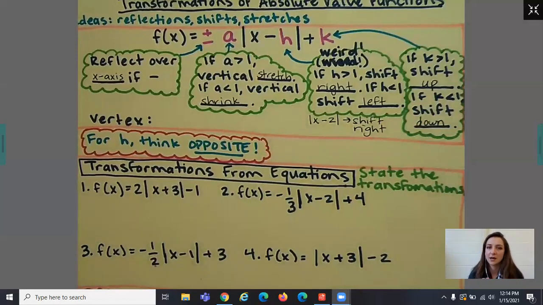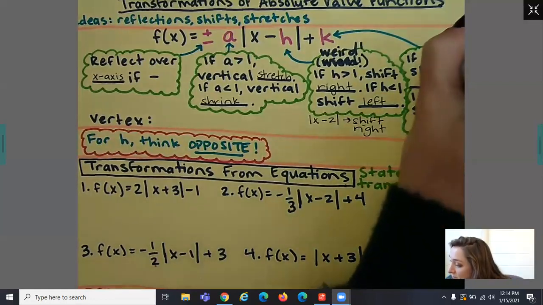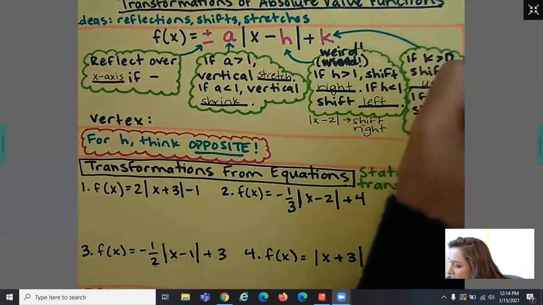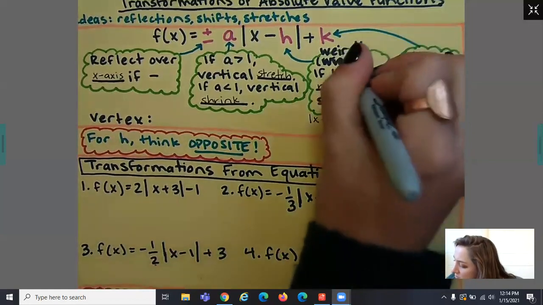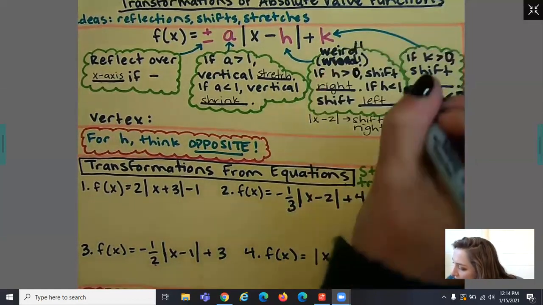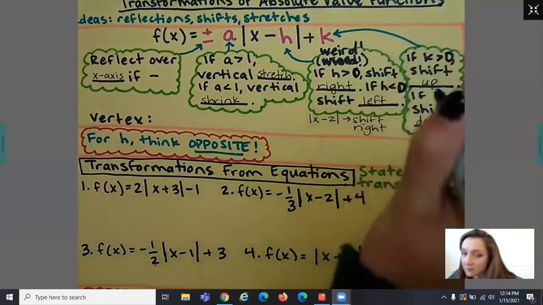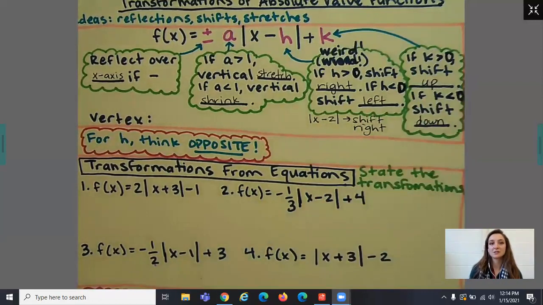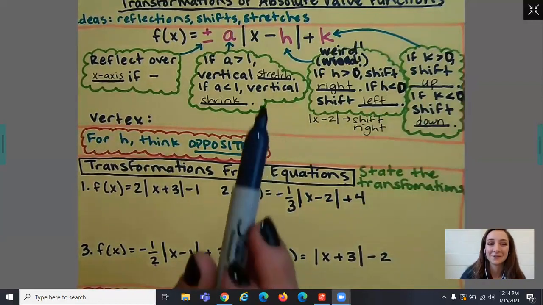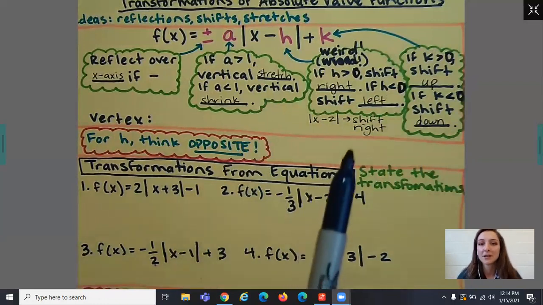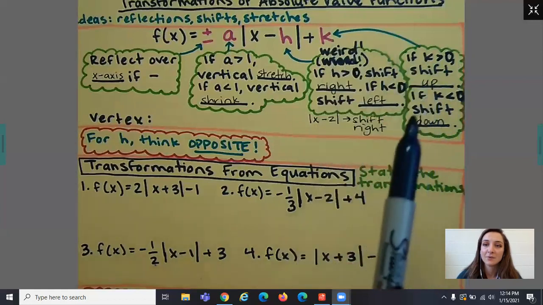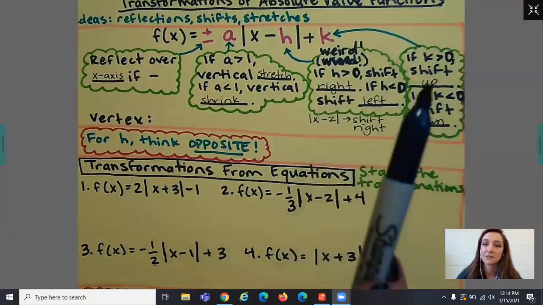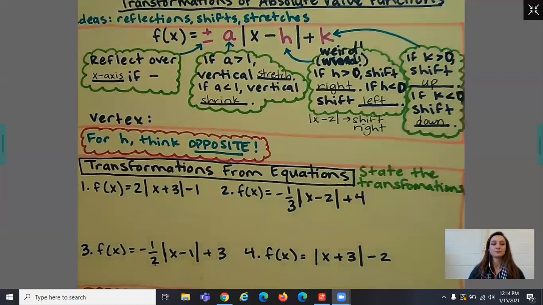sorry, this should actually be if it's greater than 0, not 1. So you might want to change that in your notes. If it's greater than 0, and that's the same thing here as well. If h is greater than 0, you're going to shift right. If h is less than 0, you're going to shift left. So I do apologize about that in the notes. I was getting confused with the vertical stretch and shrink. But if it's greater than 1, shift right. If it's less than 1, shift left. Same thing here. This is up and down. If it's greater than 0, shift up. If it's less than 0, shift down.